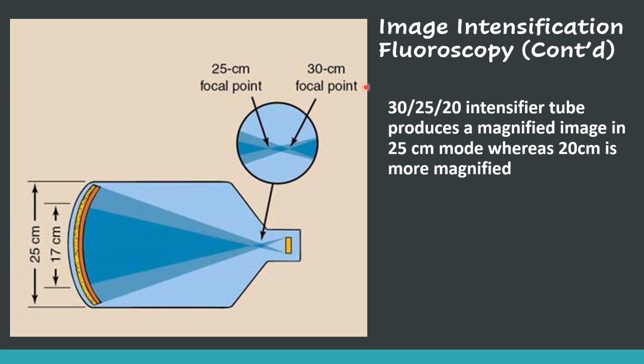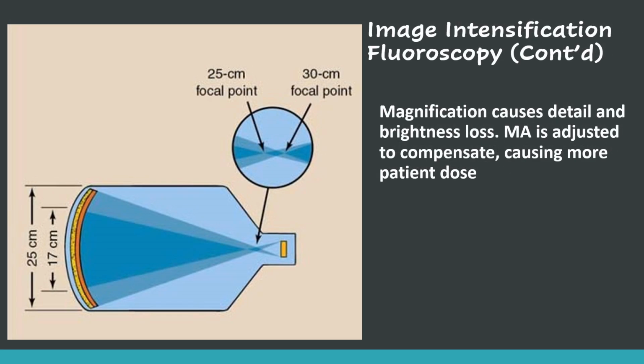So we have a bunch of different focal point sizes here, 30, 25, 20. Image intensifier tube produces a magnified image in 25 centimeter mode, whereas 20 centimeters is more magnified. So the smaller the focal point, the more magnification you get. Magnification causes detail and brightness loss. MA is adjusted to compensate, causing more patient dose.